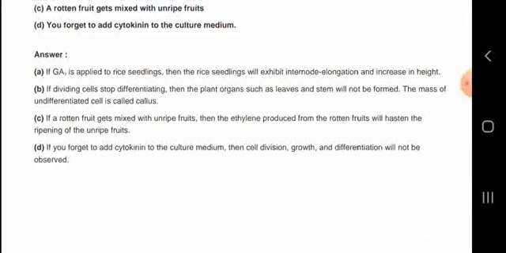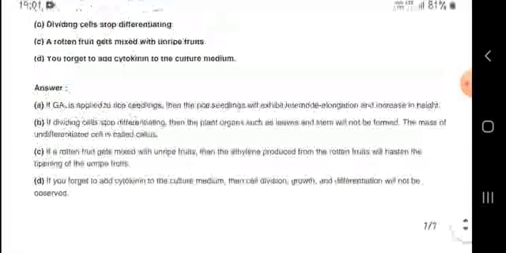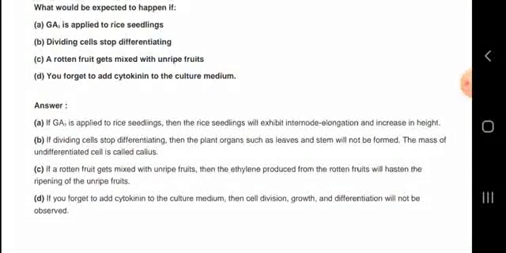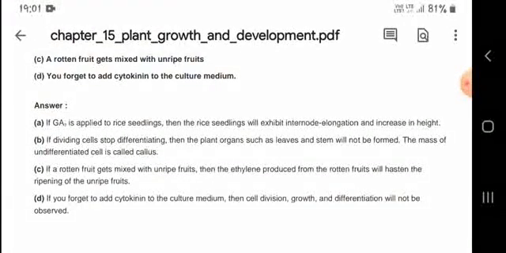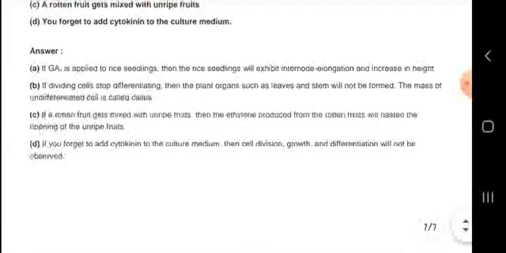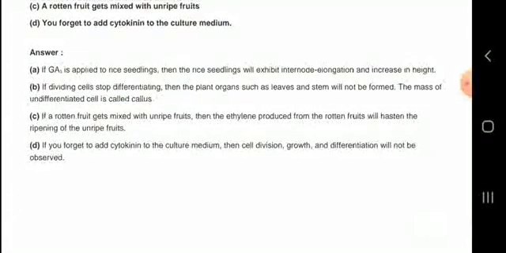If you forget to add cytokinin to the culture medium, then cell division, growth and differentiation will not be seen in that cell or in that plant. So this was your chapter, plant growth and development. So I think you understand this chapter.